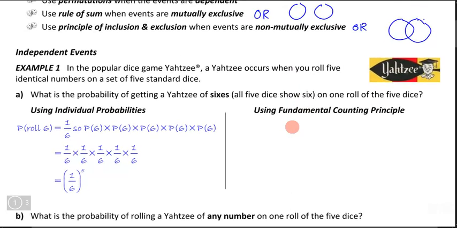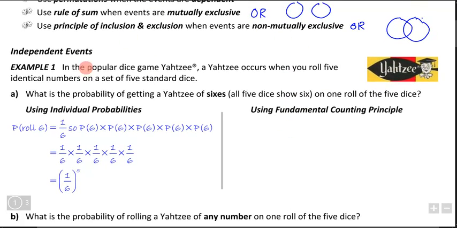Example number 1. In the popular dice game Yahtzee, has anyone ever played Yahtzee? No? It's okay, I don't really need to know the rules. It just says here, Yahtzee occurs when you roll 5 identical numbers on a set of 5 standard dice. Okay. So part A, what is the probability of getting a Yahtzee of 6s? All 5 dice show 6 on one roll of the 5 dice.